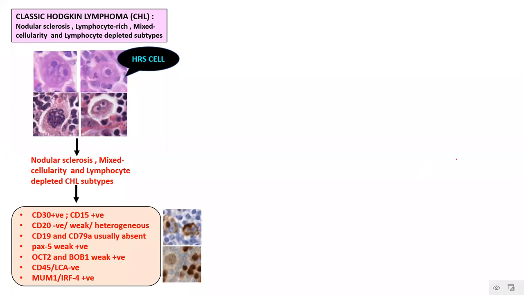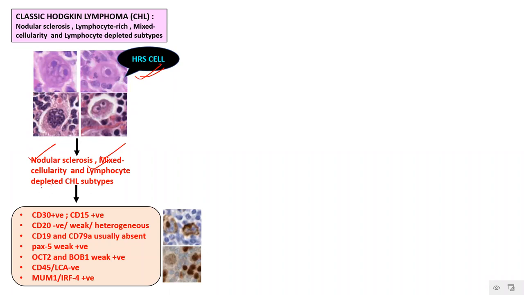So what about the immunohistochemical profile of this particular cell? Again, when you talk about the IHC profile of a Hodgkin-Reed-Sternberg cell, you will have to segregate the entire category of classic Hodgkin lymphoma into two important subcategories. The first one would include nodular sclerosis, mixed cellularity, and the lymphocyte depleted subtypes, which would show more or less a similar immunophenotype. Lymphocyte-rich subtype of classic Hodgkin lymphoma has quite a different picture from the characteristic classic presentation of a Hodgkin-Reed-Sternberg cell.